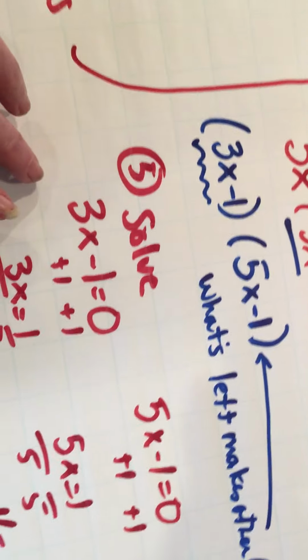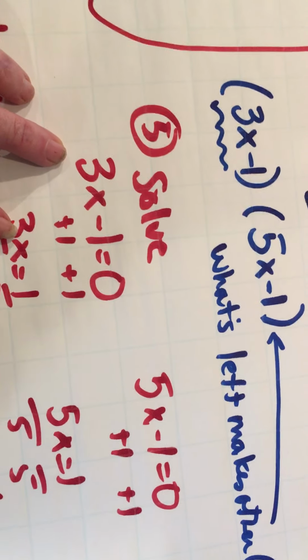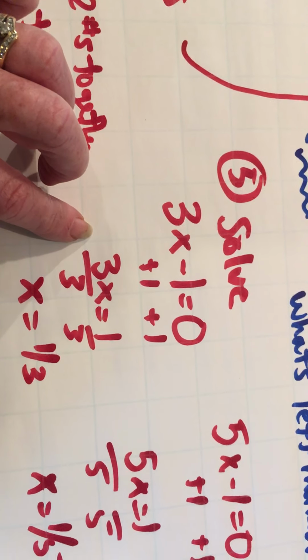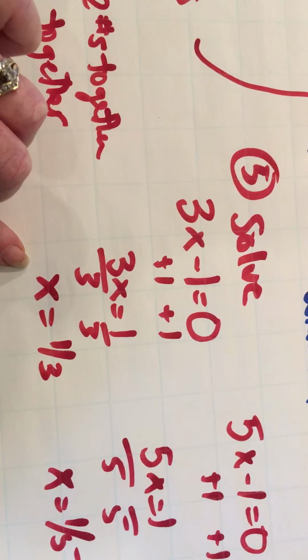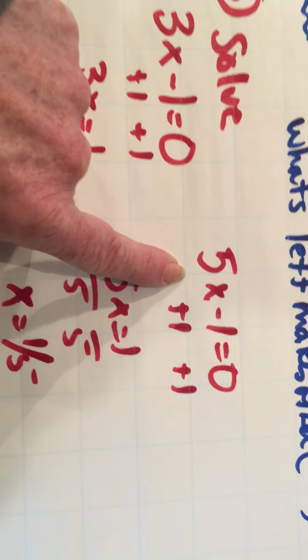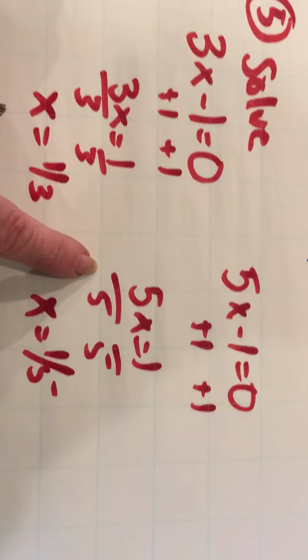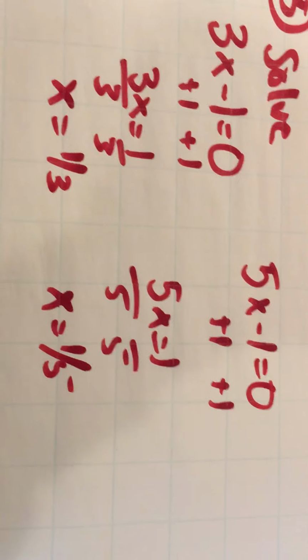Okay, again, we're going to solve. 3x minus 1 equals 0. Add 1 to both sides. 3x equals 1. Divide by 3. X is 1/3. 5x minus 1 equals 0. Add 1. 5x equals 1. Divide by 5. X equals 1/5.